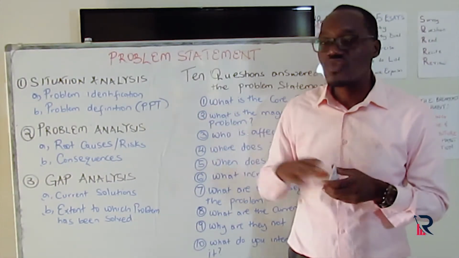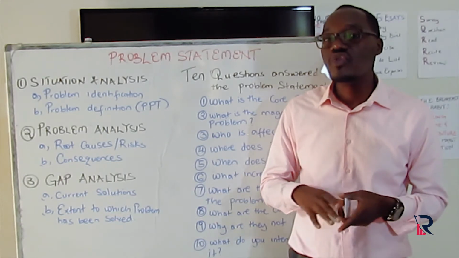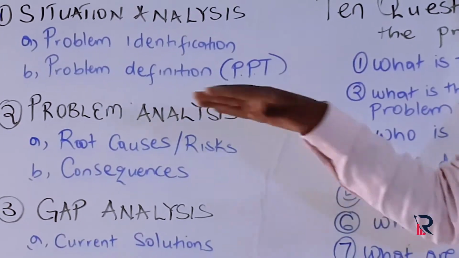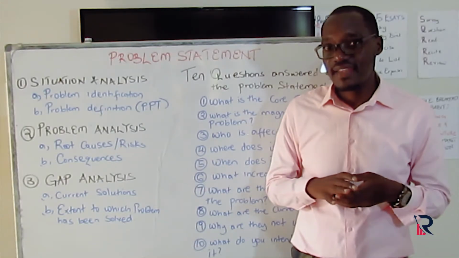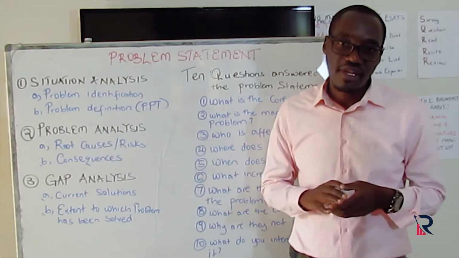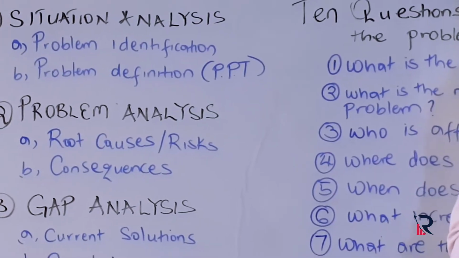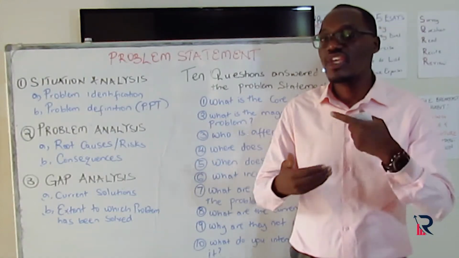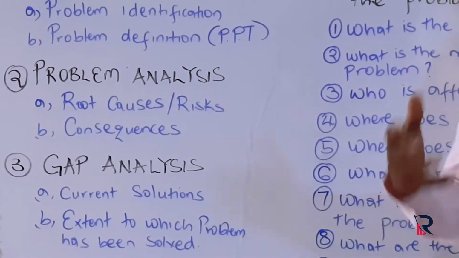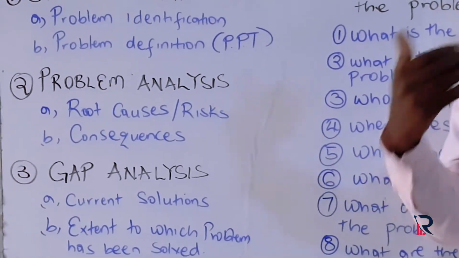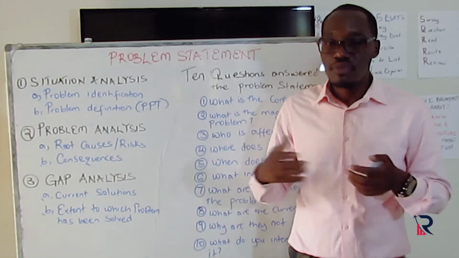Once you're done with the situation analysis, where you've identified the problem and you've defined it, then we go to analyzing the problem. And this is problem analysis. Once you've selected the problem that you want to tackle, you go in and analyze it. When you analyze the problem, you are looking at the causes of the problem. You are looking at the risk factors of the problem. You're looking at the things that increase or decrease the problem. Then you're also looking at the consequences of the problem. If this problem is not addressed, what is likely to happen? That is what we call problem analysis.